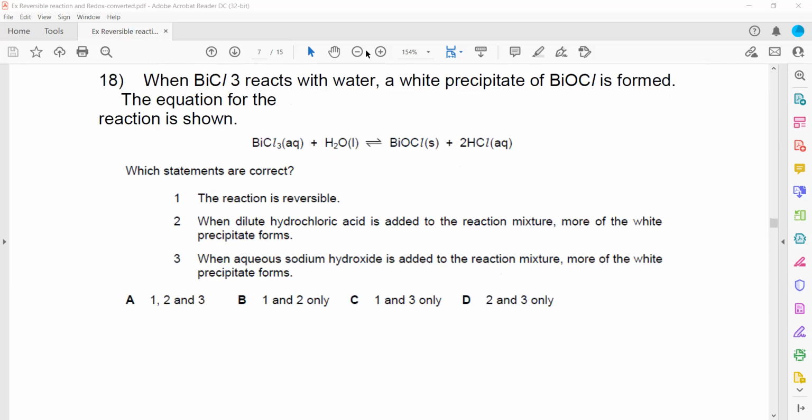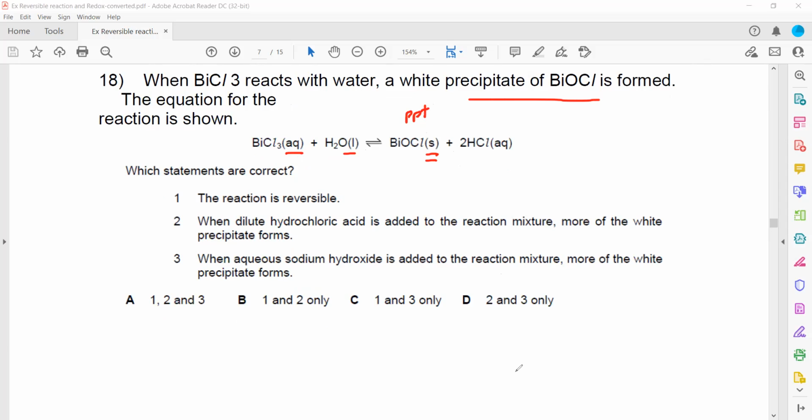Another question: BiCl3 reacts with water to form a white precipitate. The term precipitate means when we mix two solutions, if a solid is formed, we call that a precipitate. As you can see, aqueous plus liquid gives a solid. Whenever a solid is formed, that is known as a precipitate or PPT.